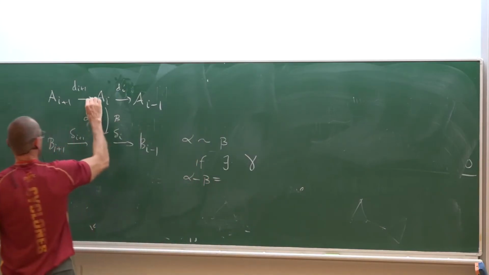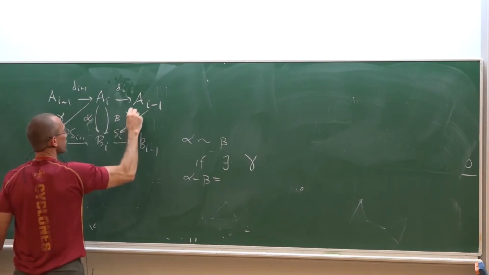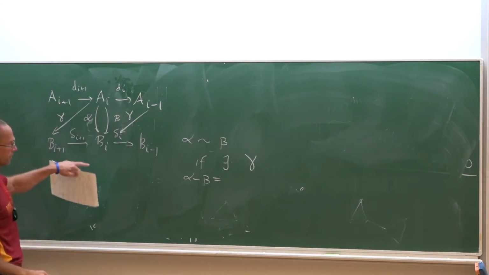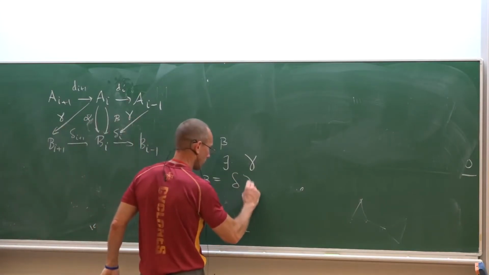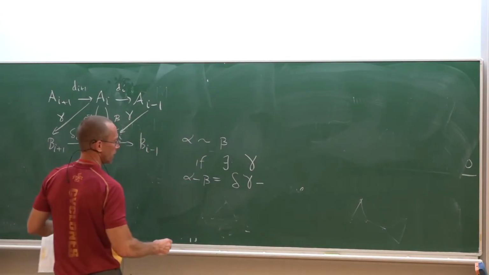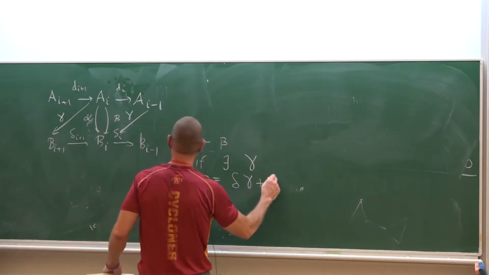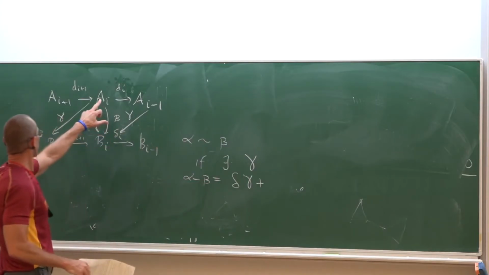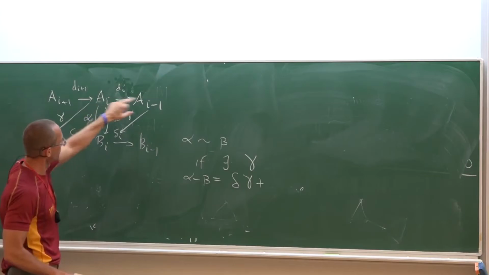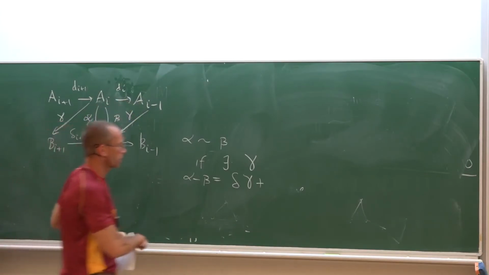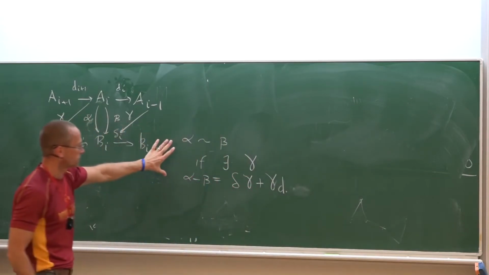So the gamma map goes backwards. So I have maps gamma, and the gammas, again, are for each index. And so what do I get? Alpha minus beta is equal to delta gamma, I'm not putting the indexes in, delta gamma plus gamma d. So this is the definition of chain homotopy.